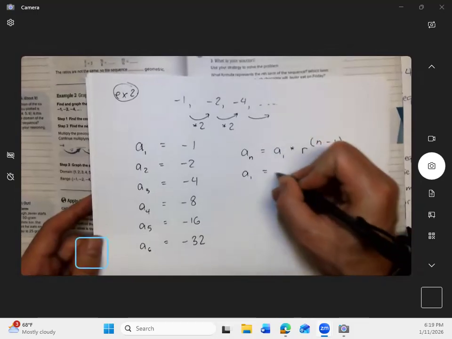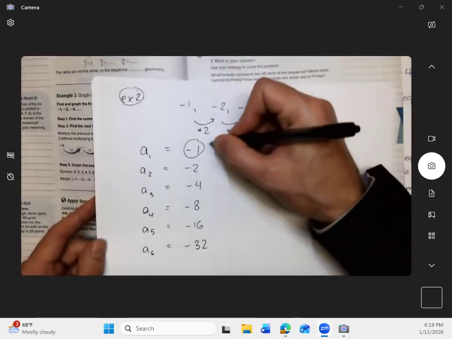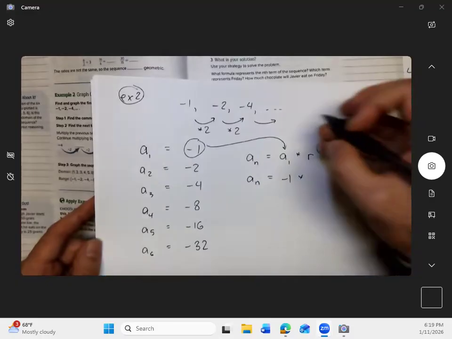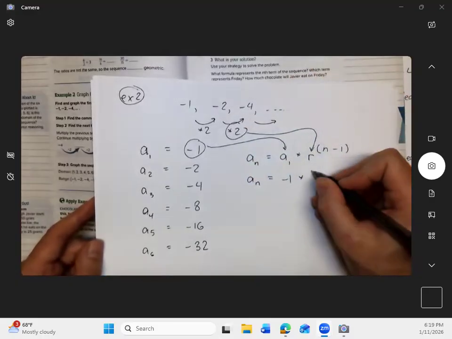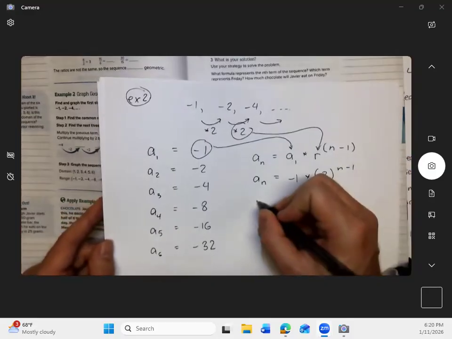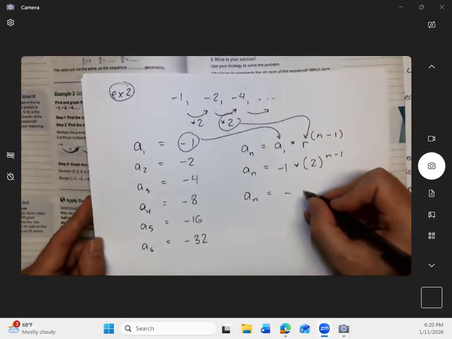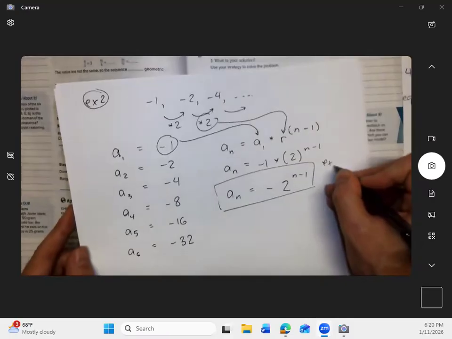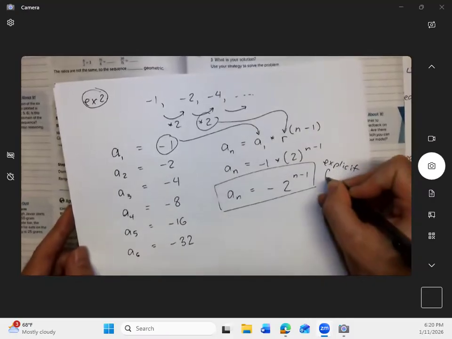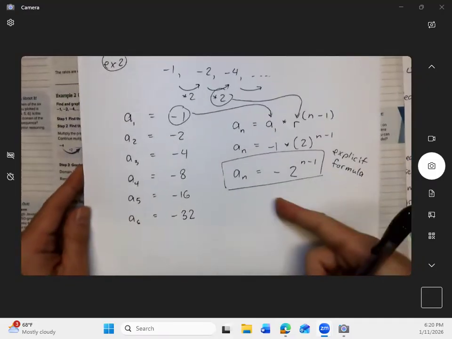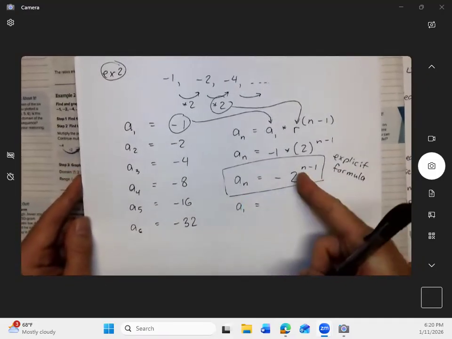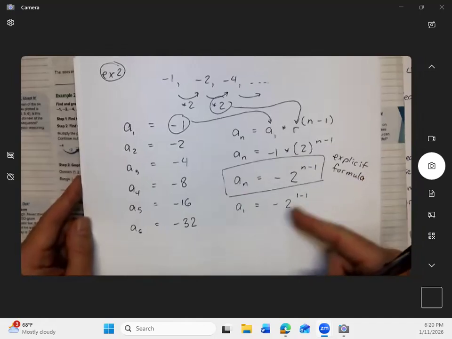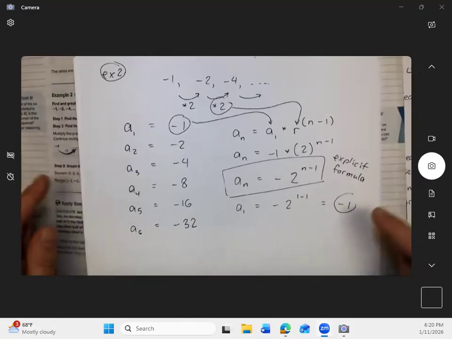So like the first term, for example, let's go ahead and plug in right here. Okay, actually, I'll say a sub n equals negative 1 times, and then for r, well, that's this 2 right here, goes in for that r, times 2 to the n minus 1. Or you could simplify it like this: negative 1 times negative 2 to the n minus 1. Okay, so I'm going to write this as the explicit formula. But let me show you guys this does work. So with the first term, if I plug in 1 for n, that's 2 to the 1 minus 1. 1 minus 1 is 0. 2 to the 0 is 1. And it's negative, so it comes out to negative 1, which matches this.